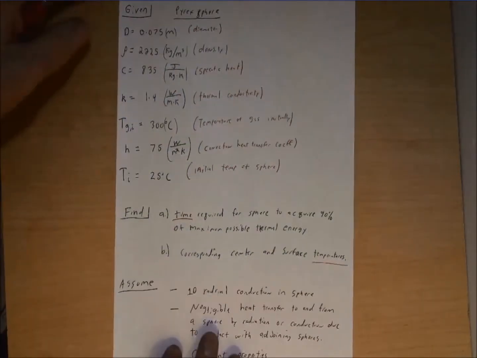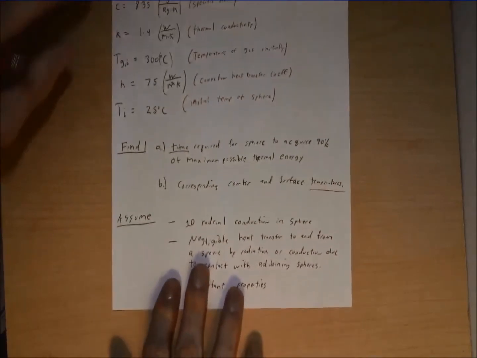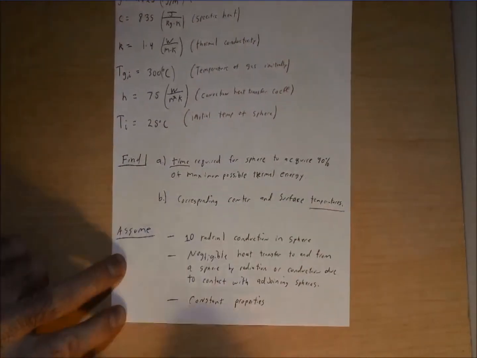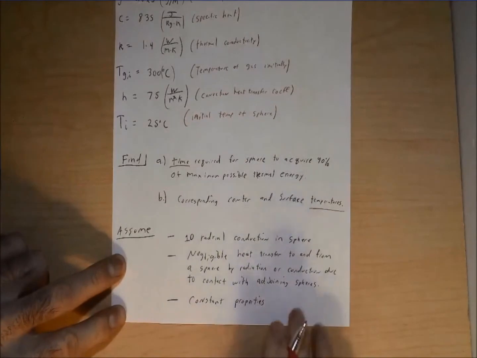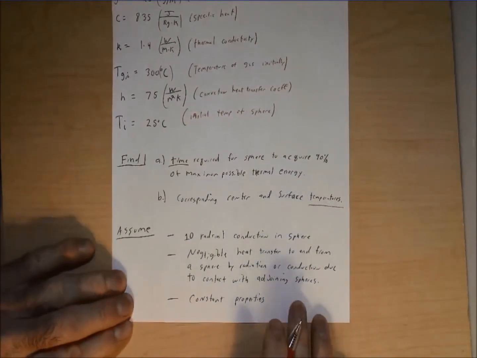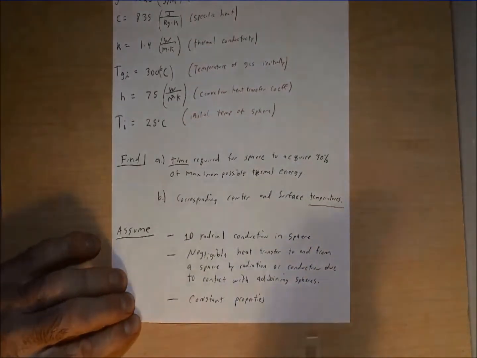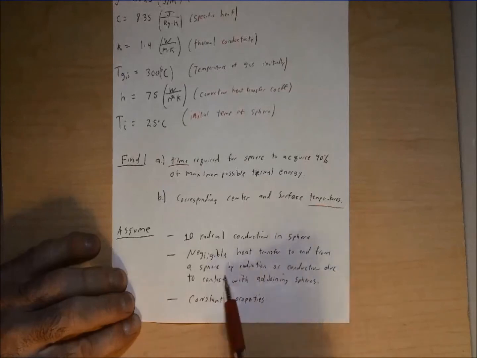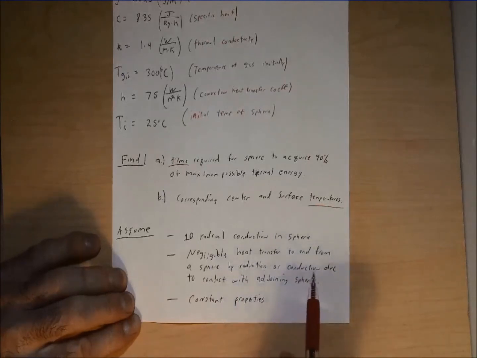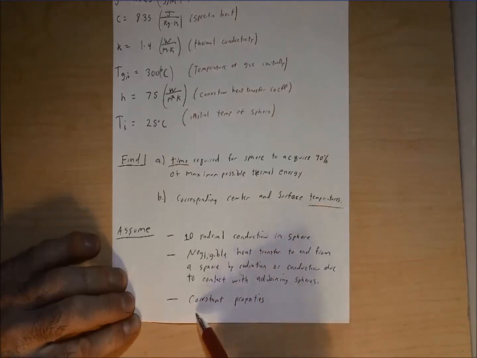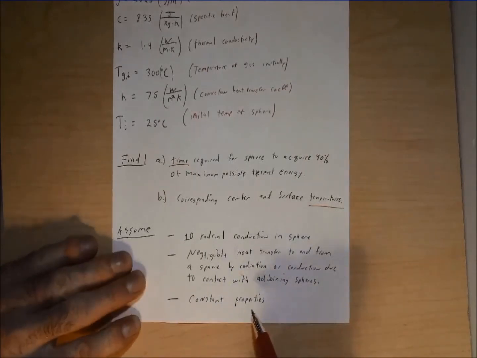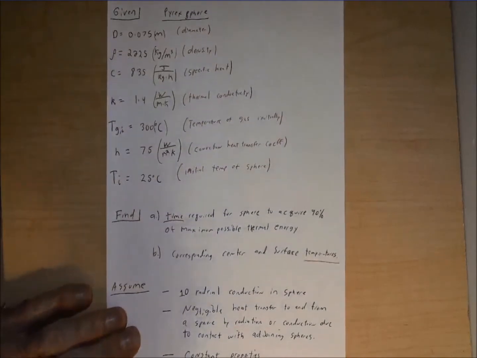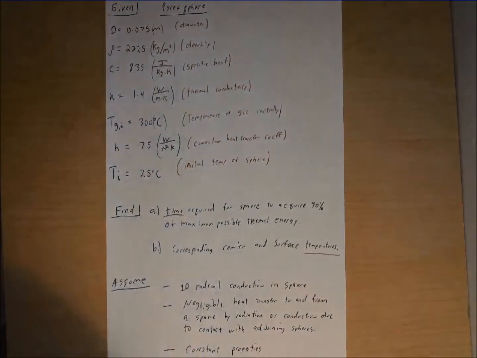So what we want to do is look back through, now that we know what we're looking for and what they give us, and go through the assumptions we want to make to simplify down the solution to this problem. So we have 3 main assumptions that we want to make here. The first one, we're going to assume 1D radial conduction in the sphere. Second, negligible heat transfer to and from a sphere by radiation or conduction due to contact with the adjoining spheres. And the third assumption is that it's going to be constant properties. So this gives us our first page with all of our given information, what we're looking for, and all the assumptions that we're going to make.